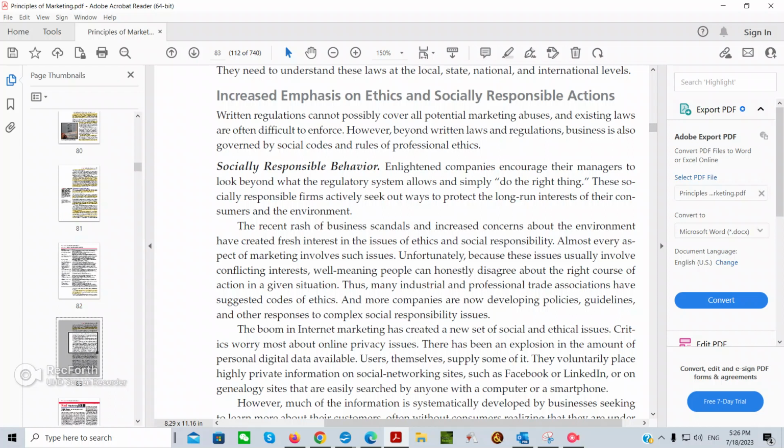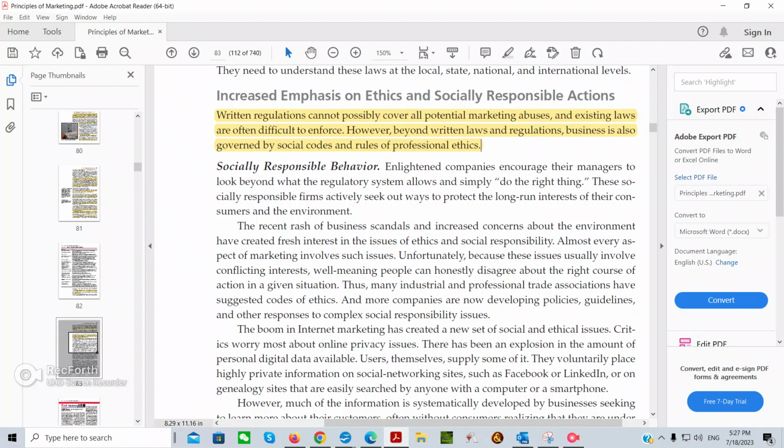Written regulations cannot possibly cover all potential marketing abuses, and existing laws are often difficult to enforce. However, beyond written laws and regulations, business is also covered by social codes and rules of professional ethics. Socially responsible behavior: enlightened companies encourage their managers to look beyond what the regulatory system allows and simply do the right thing, as they put it. These socially responsible firms actively seek out ways to protect the long-run interests of their consumers and the environment.